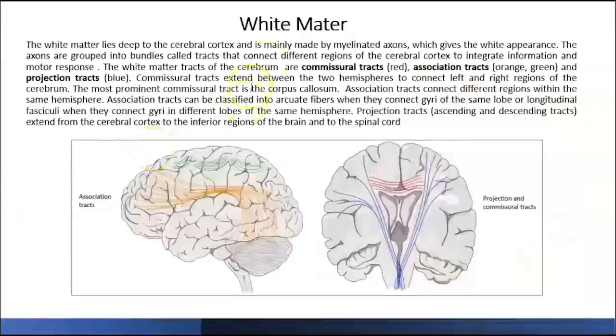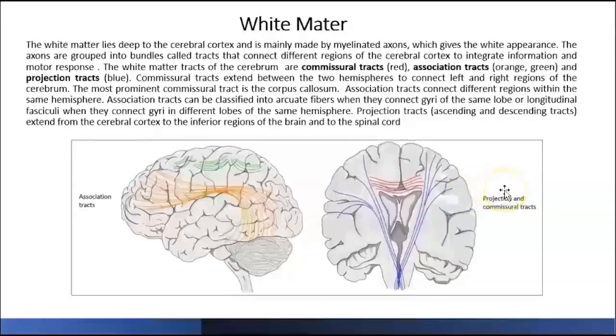Cerebral white matter. The white matter represents the axons of the neurons, and they go down and they go up, and these are the ones that we already covered in the spinal cord. We said the ones that go up are ascending tracts, the ones that go down are descending tracts. These tracts, regardless of being ascending or descending, are going to be projection tracts.